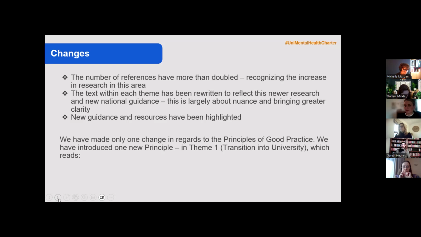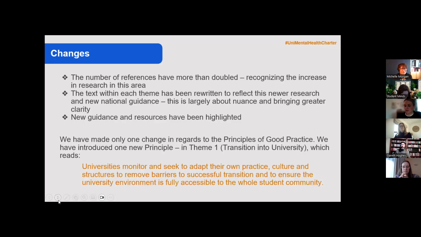The one change we've particularly made to the principles of good practice, we've introduced 1 new principle in theme 1, transition into university. So that now reads, universities monitor and seek to adapt their own practice, culture and structures to remove barriers to successful transition and to ensure the university environment is fully accessible to the whole student community. What this principle is particularly focusing on is the idea of, rather than us trying to adapt students to fit the university they're coming to, we actually think about adapting what we do to meet the students we actually have rather than the ones that we want.